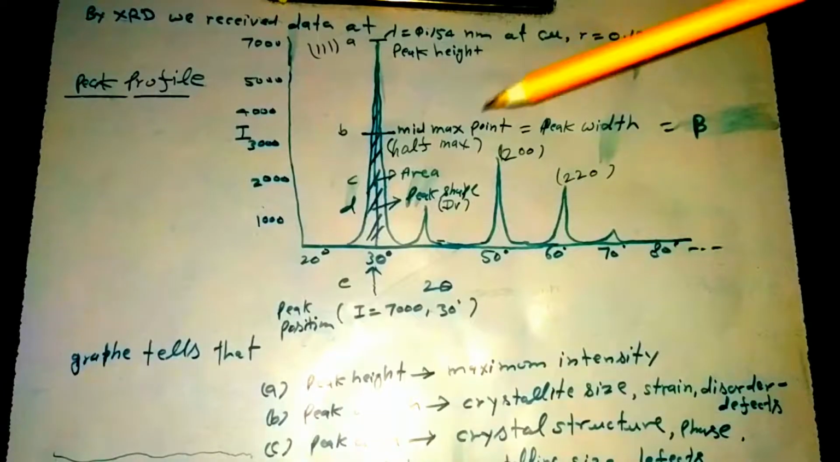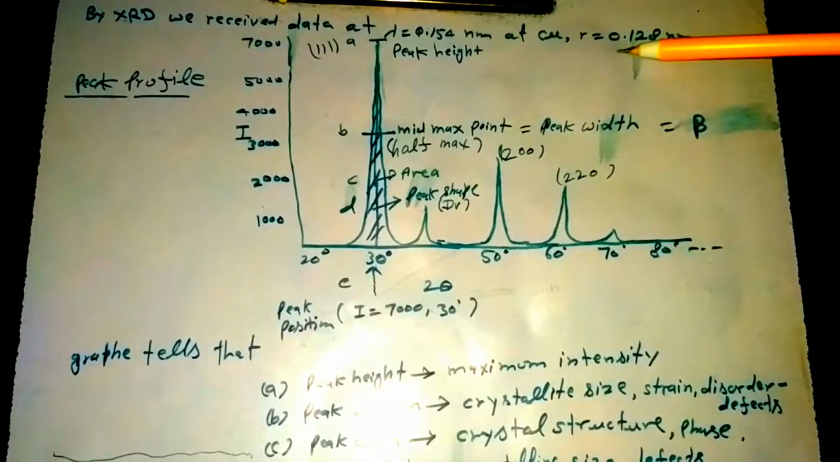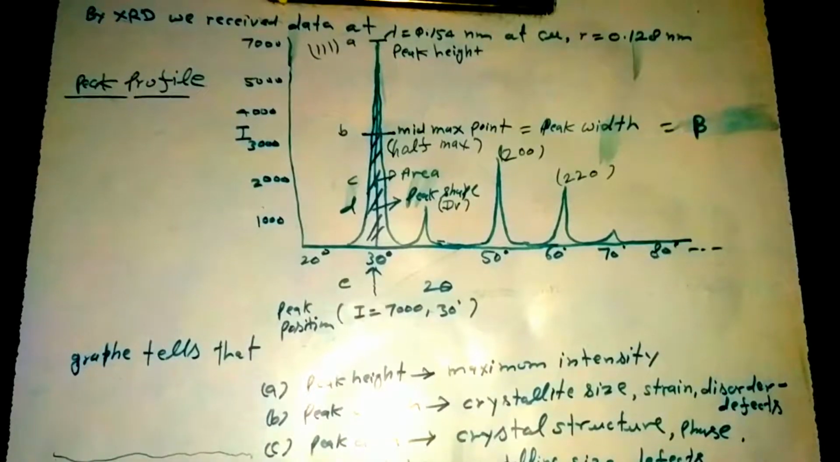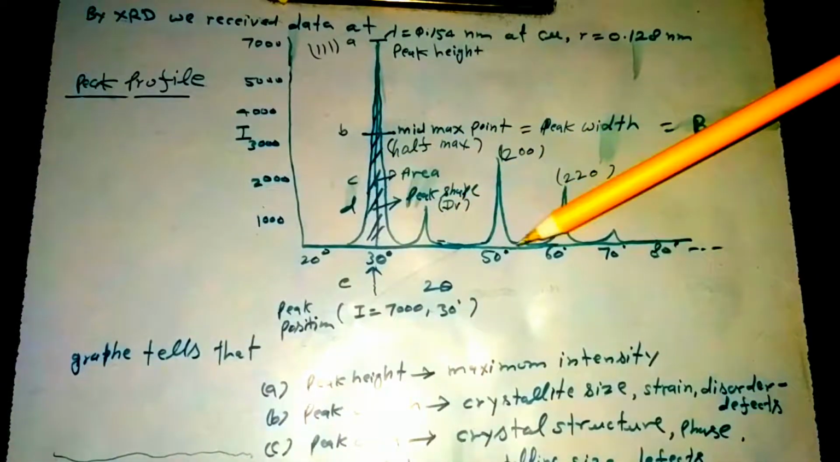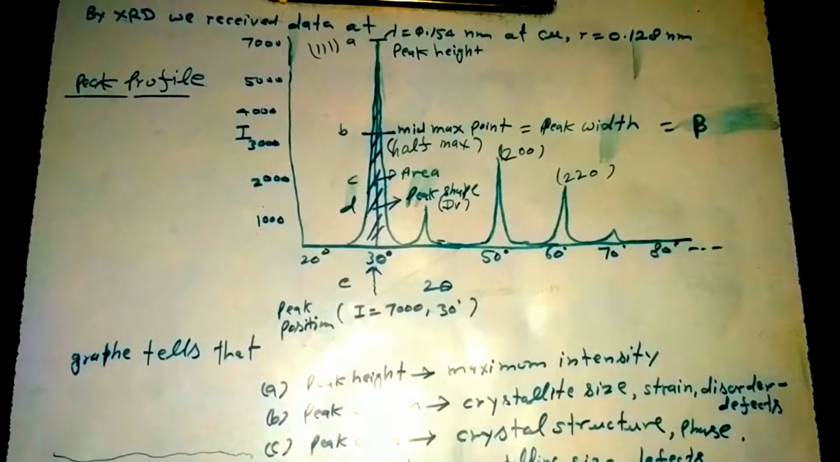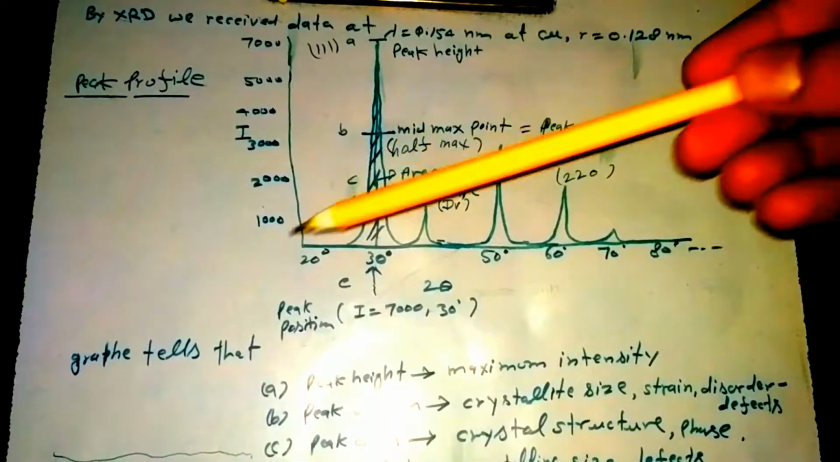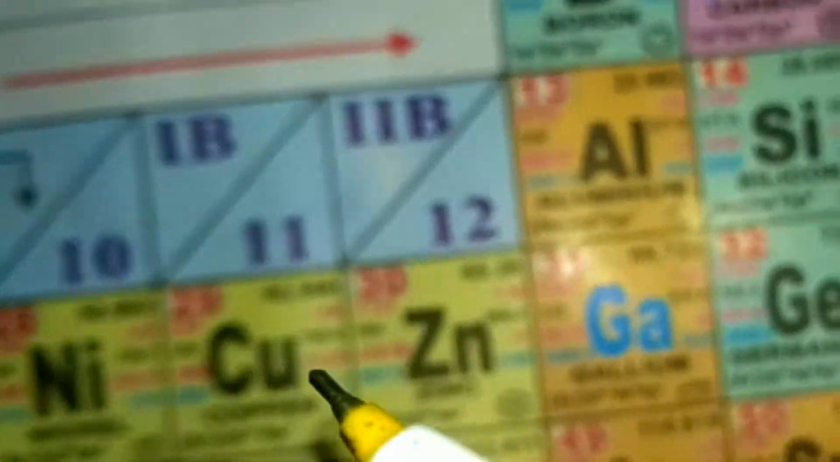We used copper here. The copper radius is 0.128 nanometer and the wavelength we used is 0.154 nanometer. These data we received from the X-ray diffraction during the experiment. That graph actually tells many things about the crystallite. Here, for the copper, we can find out many things.